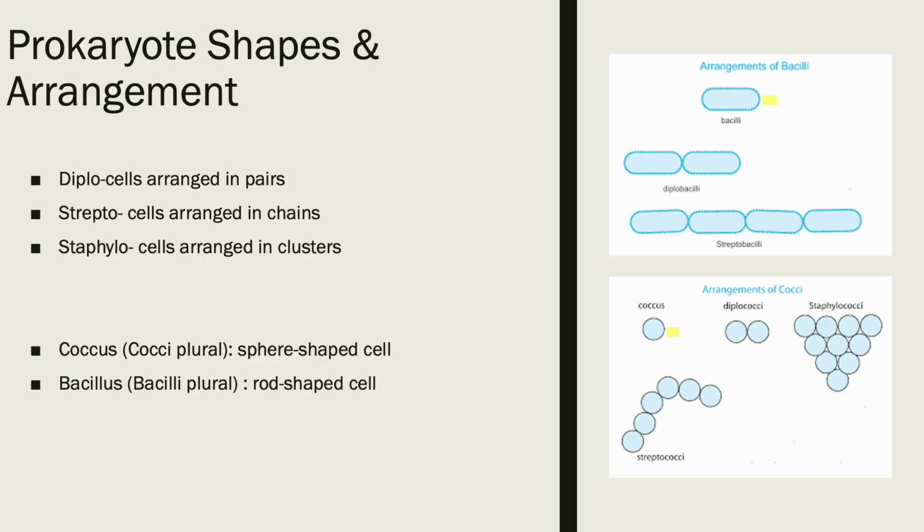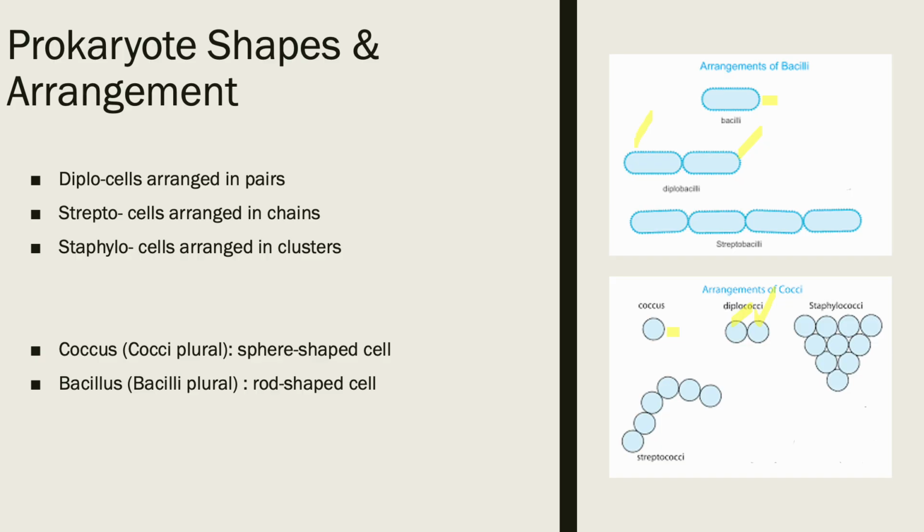And if we get more complicated, we get into arrangement. So if we have two cells connected, that is a diplo arrangement. So if we have two spherical cells, that is called a diplococci for two circular cells. If we have two bacillus cells, we call that a diplobacilli for two bacillus cells.